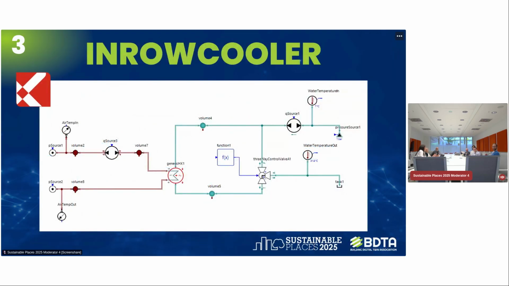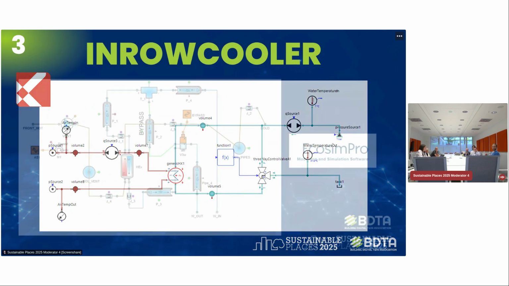Then, before we see the complete model, this is another example. For example, the in-row cooler, where you have a flow source here, because there are two sides, the air side and the liquid, in this case water. It's not just water; it's water with glycol, but in the example it's water. On the left side you have the air, and in this case just a flow source, some different volumes, and in the middle a heat exchanger.